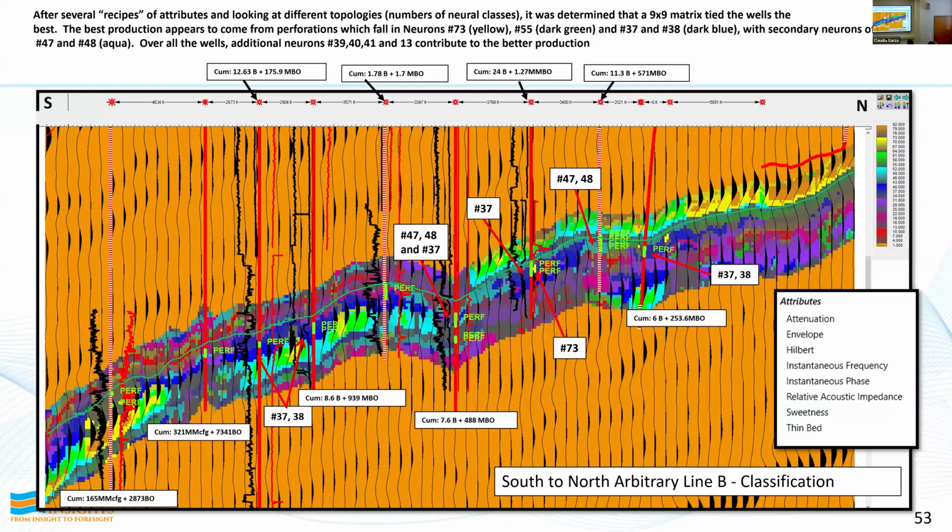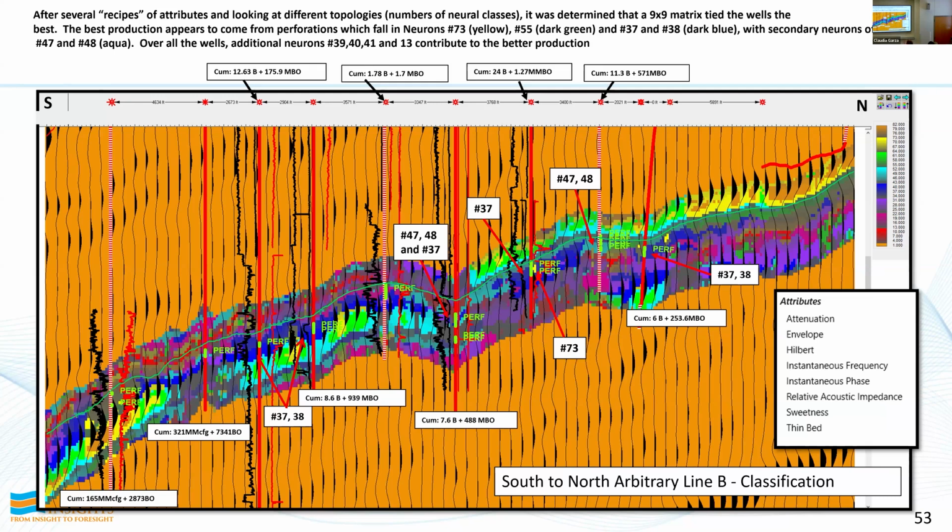Here's my recipe that I used. I found that there's 5 attributes that consistently come up in PCA. And that's Hilbert, envelope, instantaneous frequency, instantaneous phase, and relative acoustic impedance. Thin bed is redundant to some degree to instantaneous frequency because you have to use instantaneous frequency to create thin bed, but I threw it in there anyway. And of course, I always add sweetness just because sweetness is important in certain areas, in clastics for sure.